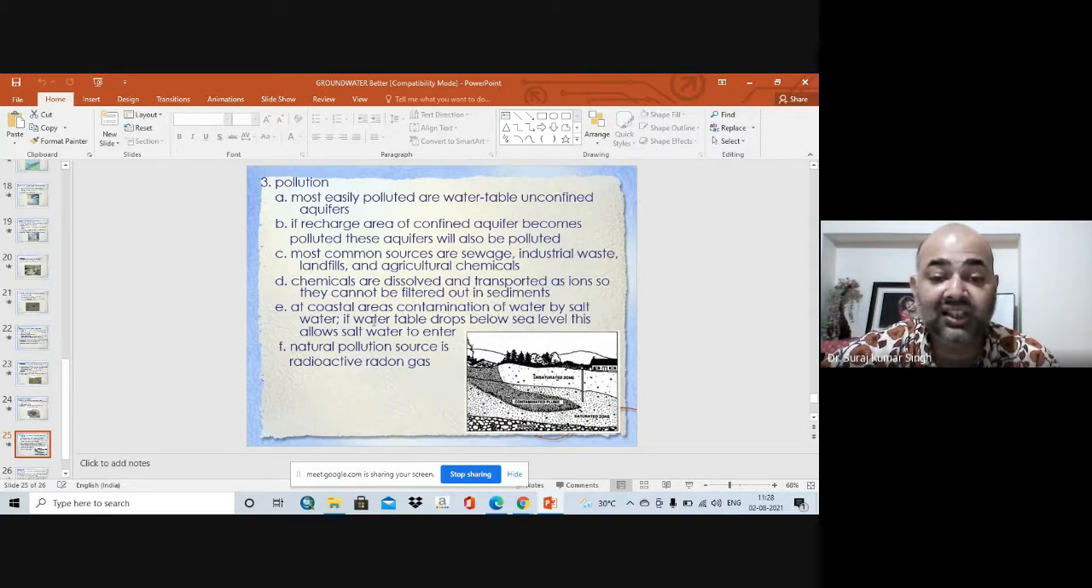In coastal areas, contamination of the water is by salt water. Because of the coastal, saline nature, the entire water table can become saline. If the water drops below sea level, this allows salt water to enter the underground water table, and that cannot be used for drinking purposes. That is a very common problem nowadays in many parts of the coastal areas. And natural pollution sources include radioactive radon gases.